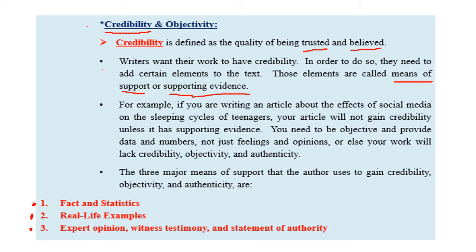So those are the three major types of supporting evidence that the author uses to gain or to achieve credibility and objectivity. Those refer to the same thing. When you are an objective person, when you are objective, you don't put feelings and emotions, you give facts so that people would believe you.